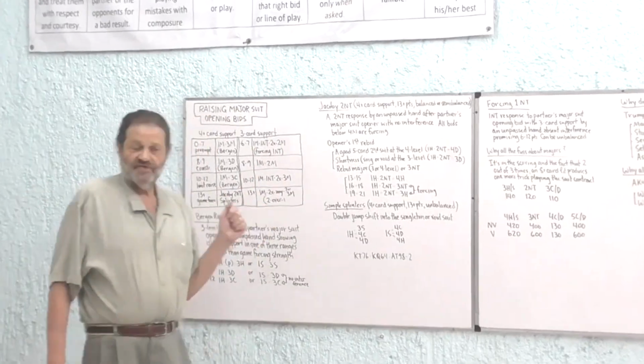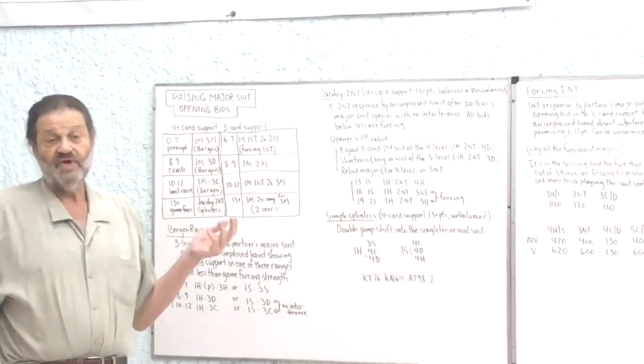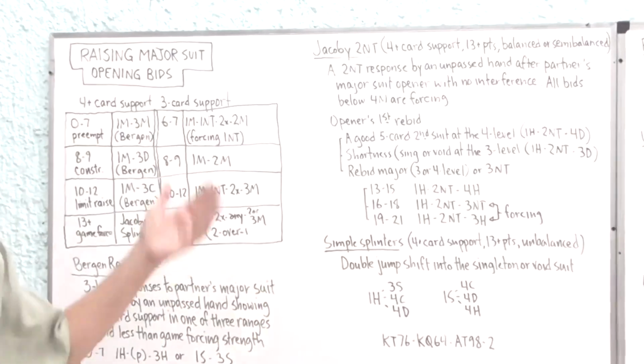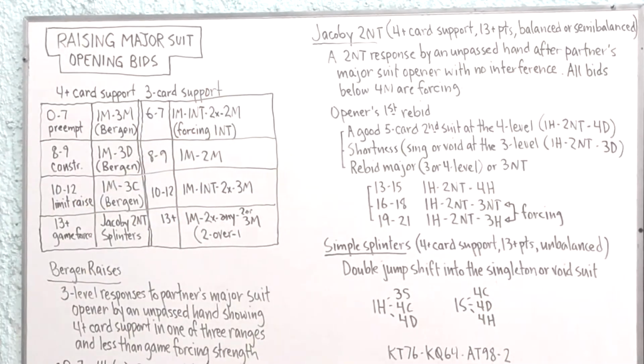When we have an unbalanced hand, we use the splinters instead. The semi-balanced hands will also be Jacoby 2 no trump calls. A semi-balanced hand is a hand with 2 or more doubletons and no singleton or void. So now we're talking about 5-4-2-2 shape, 6-3-2-2 shape, and 7-2-2-2 shape.